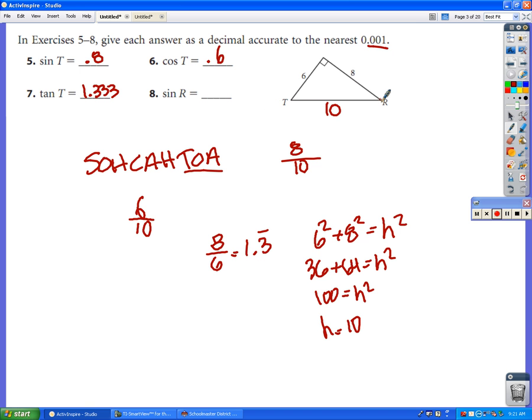And then now we're switching angles entirely. So now we're going to find the sine of r. Sine is opposite over hypotenuse, so the opposite side is 6. The hypotenuse is 10. 6 divided by 10 is 0.6. Okay?